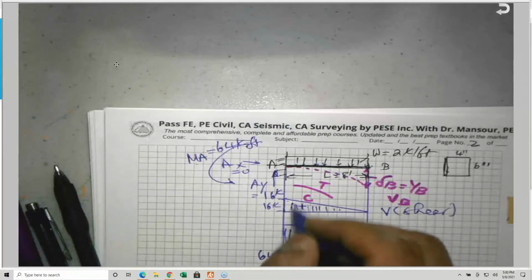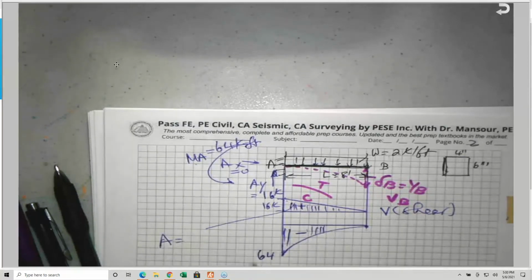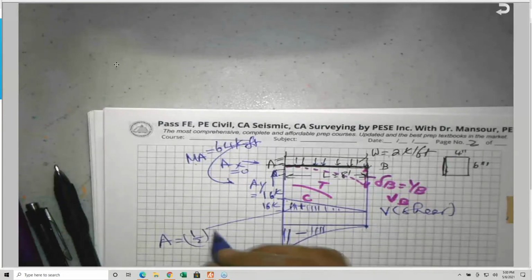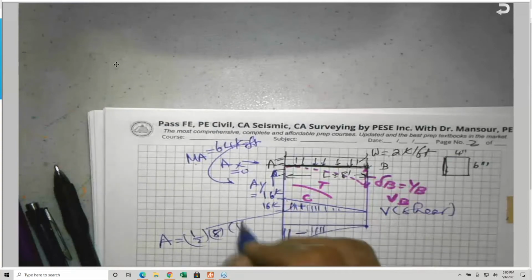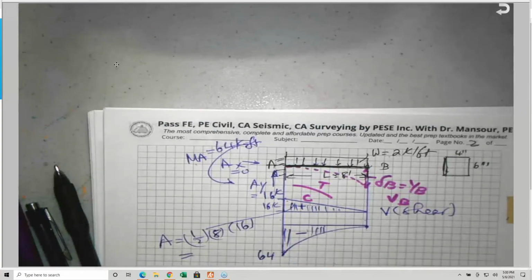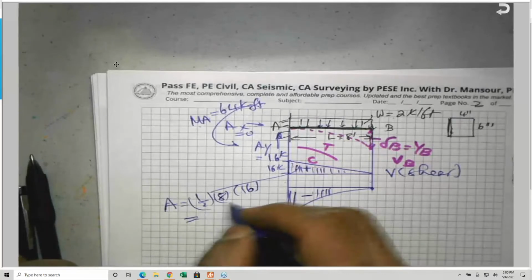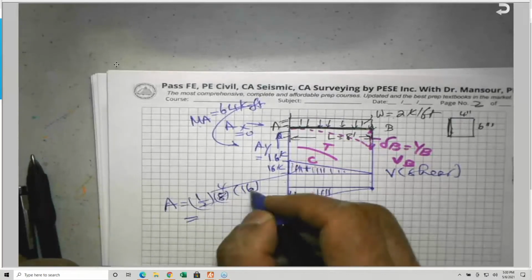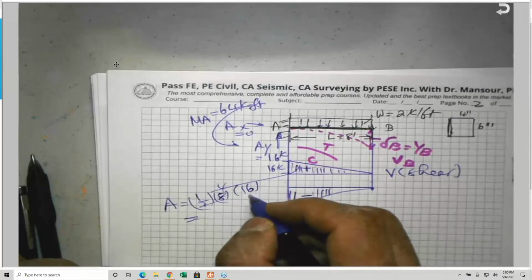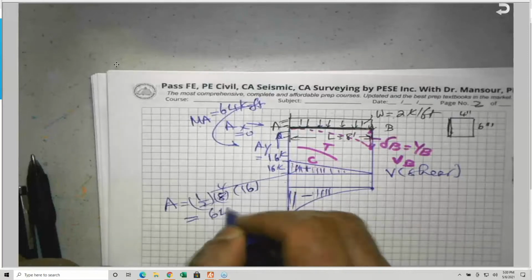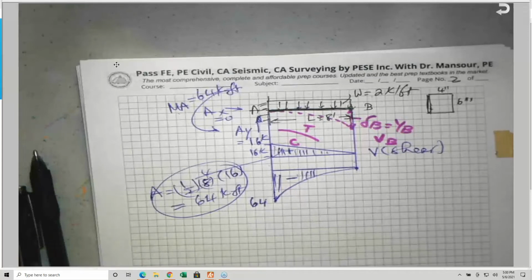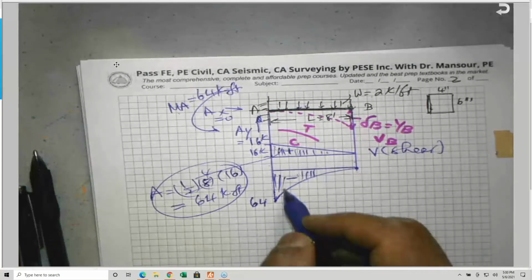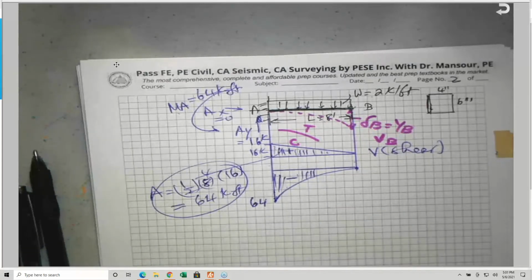By the way, 64 is the area. If you look at the area of this triangle, it is equal to 1/2, what is the base? The base is 8 feet, and the height is 16. So you'll find that the area under the shear diagram, 1/2 times 8 times 16, is 64 kip feet. And we're going to see this relationship shortly, that the area under the shear diagram represents the change in the bending moment between 2 points.